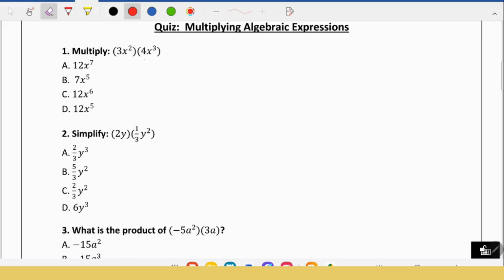I have the first question here, 3x² times 4x³. 3 and 4 are the coefficients. When I multiply the expressions, I first multiply the coefficients. So 4 times 3 is 12. x and x are the same variable, so when I multiply the same variable I add their powers. 3 plus 2 is 5, so 12x⁵. This is the answer here, 12x⁵.